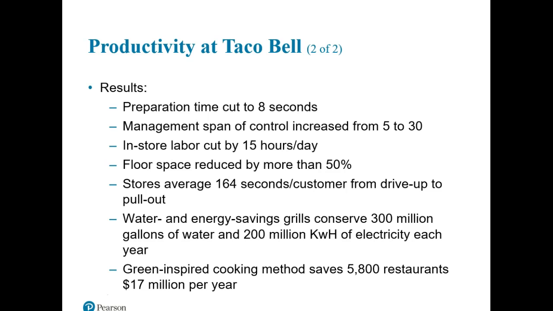So you have preparation time cut to 8 seconds, management span of control increased from 5 to 30. And we all remember span of control. That's where we increase our ability of control over our subordinates or organization and still maintain quality without it getting chaotic. In-store labor cut by 15 hours a day. Floor space reduced by more than 50%. Stores averaged 164 seconds per customer from drive up to pull out.